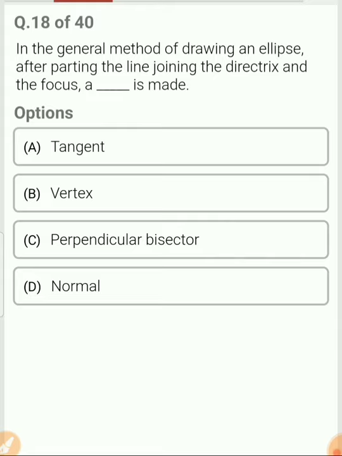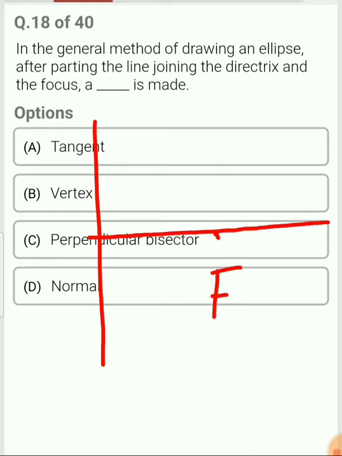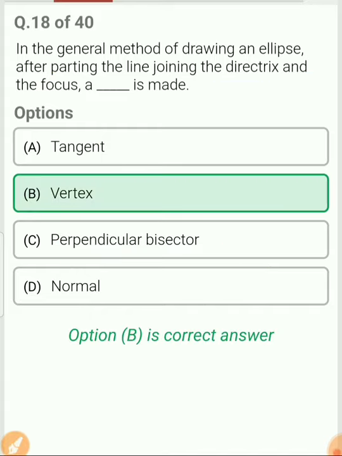In the general method of drawing an ellipse, after drawing the line joining the directrix and the focus, a dash is made. So let's say there is a vertical line and a focus point, and from this focus point I draw one horizontal line. Then the intersection of the directrix and this line is called the vertex. So over here we see the vertex.